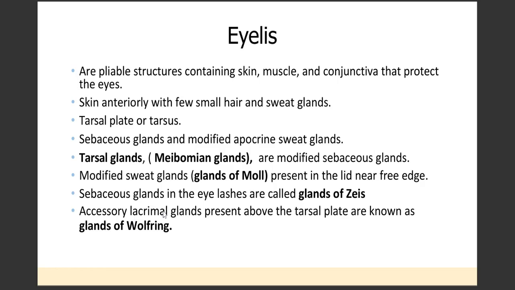These are lacrimal. Lacrimal glands produce tears. Accessory lacrimal glands are present above the tarsal plate. These are the glands of Wolfram. So take note of the glands of Moore, which are modified sweat glands, the glands of Zeiss, which are sebaceous glands in the eyelashes, and then the meibomian glands, which are modified sebaceous glands, so called the tarsal glands.